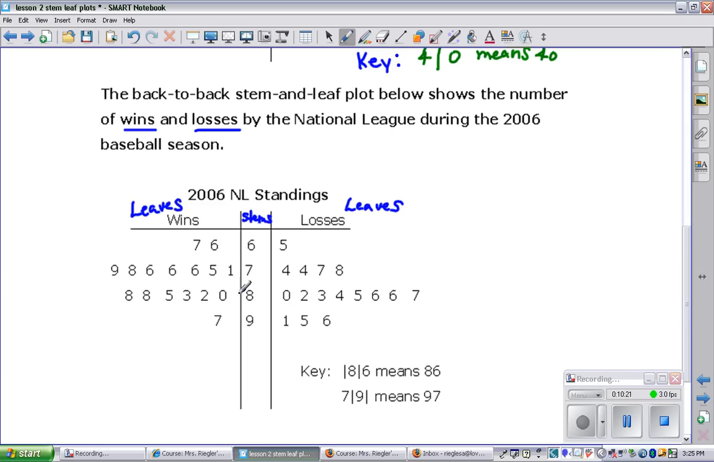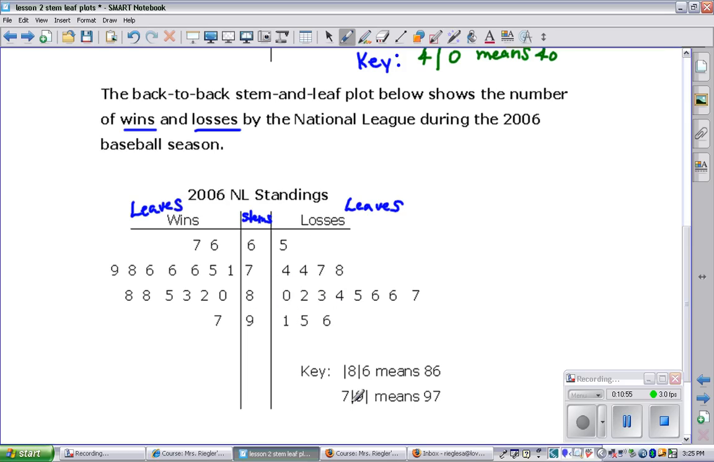So that's telling us that a team got 86 losses in one season, that 2006 season. If I were to apply that to everything on this half, if I just ignore all this over here, a 6 in the stems column and a 5 on the right means 65, 74, 74, 77, 78, 80, 82, 83, 84, 85, 91, 96, 95, 96, so on. So those are all your losses.